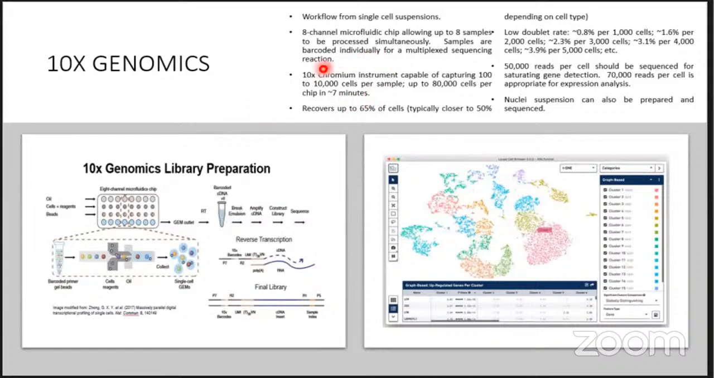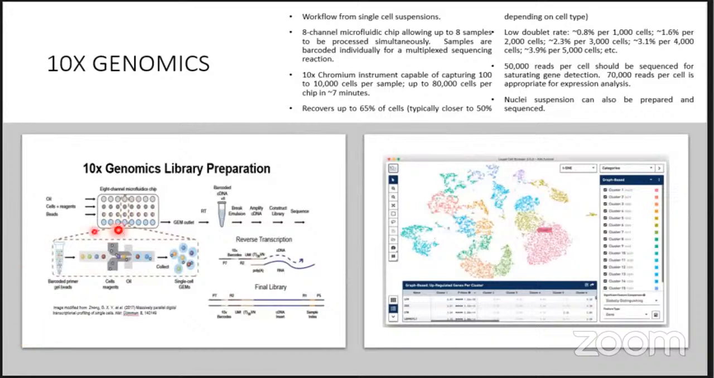The 10x Chromium is the instrument on which the sequencing is performed. This instrument has the capability of capturing 100 to 10,000 cells per sample and up to 80,000 cells per chip. So you can estimate how many cells can be sequenced together from different samples and within the sample, recovering up to 65% of the cells depending on the cell type. It also has a lower doublet rate; this particular platform has 0.8% per 1,000 cells.